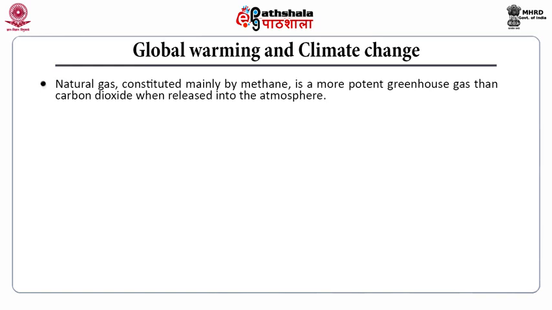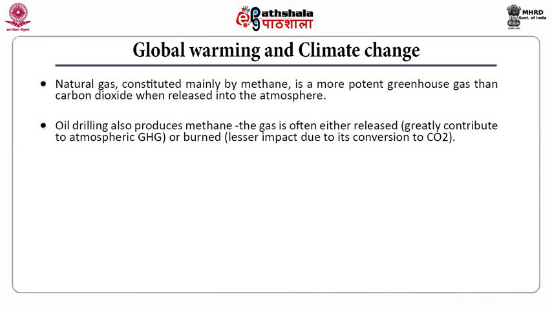Natural gas, constituted mainly by the methane, is a more potent greenhouse gas than carbon dioxide when released into the atmosphere, because methane has 21 times higher global warming potential than that of carbon dioxide. Oil drilling also produces methane. Although it can be captured and used as an energy source, the gas is often either released, which greatly contributes to atmospheric greenhouse gas, or burned, which has a lesser impact due to its conversion to CO2.